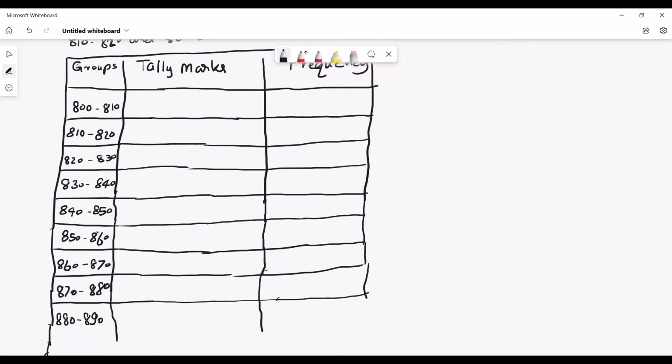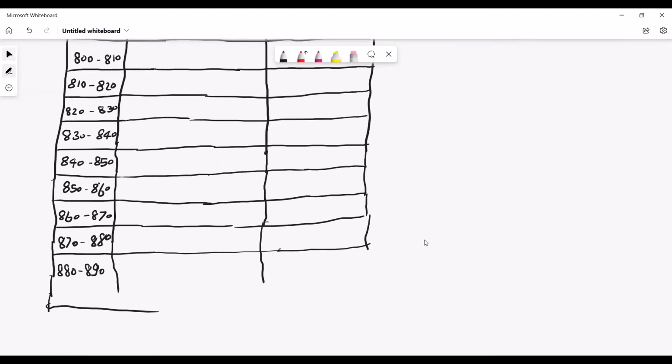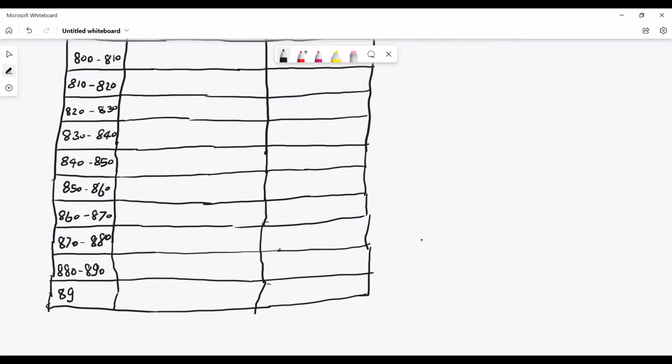One more group we have to add. The ending of the groups is decided by looking at the highest value in the data, and accordingly we make the group termination. The maximum data there is 890 rupees, so I am making the next group 890 to 900.